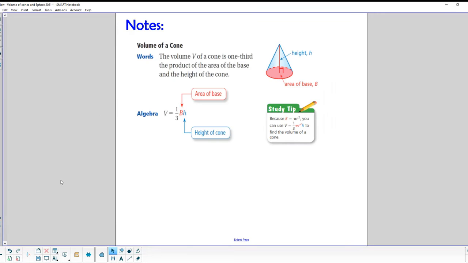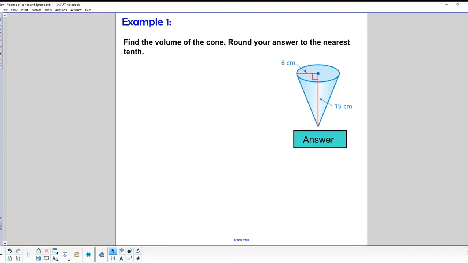So the formula is 1/3 of the base of the cone, which is pi r squared, times the height of the cone. All right, let's try one. Find the volume of a cone. Round your answer to the nearest tenth.